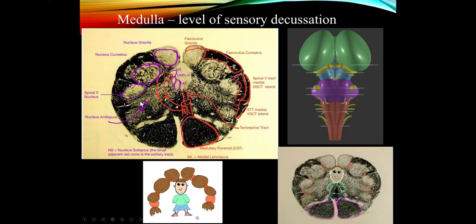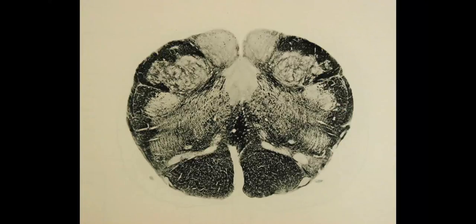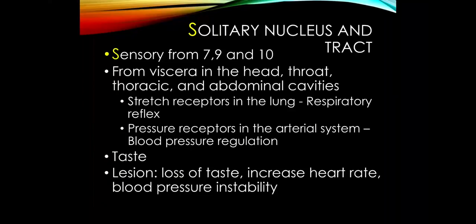So let's talk about the function of some of these areas. And again, hypoglossal nucleus, dorsal motor nucleus of the vagus, and then the solitary nucleus and tract. So there's some important clinical significance here. Let's start with this solitary nucleus. So I highlighted the S here because you need to remember this as a sensory nucleus and tract. And it's sensory for 7, and I'm going to emphasize its function here for 9 and 10 in a little bit.